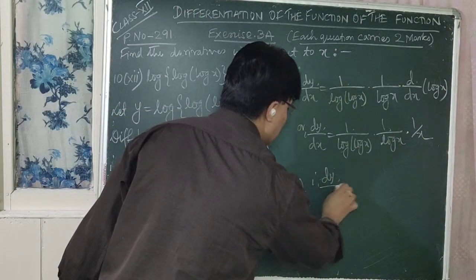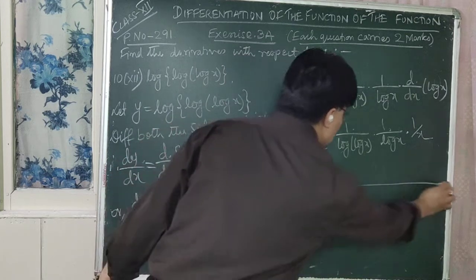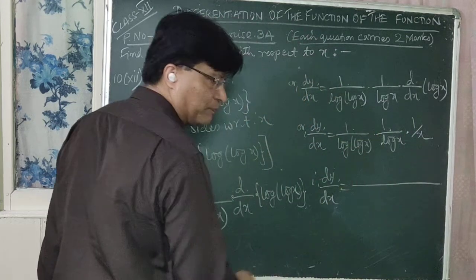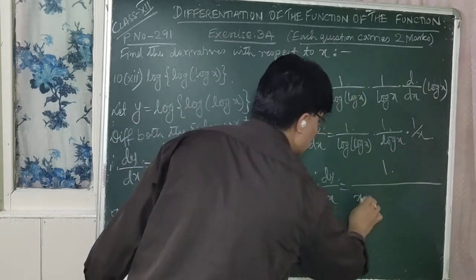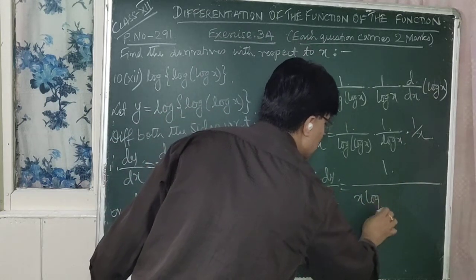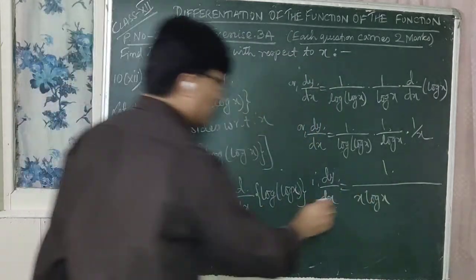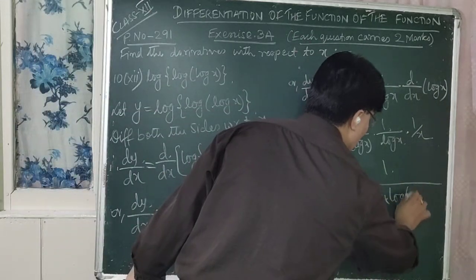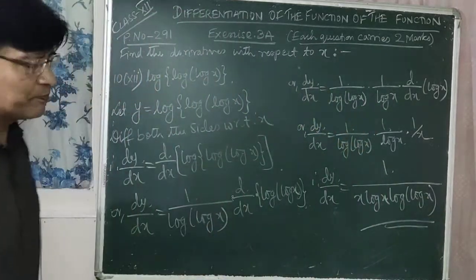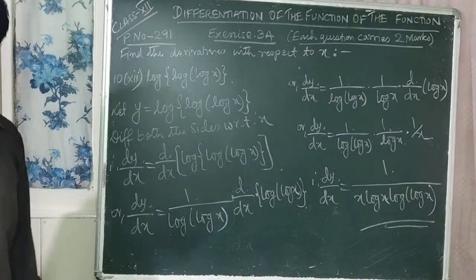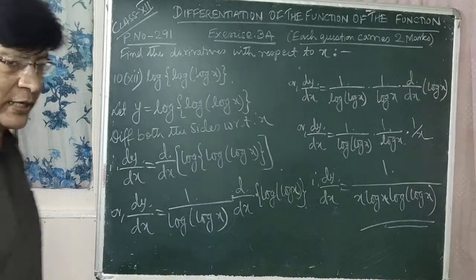So what is dy by dx here? It is equal to, in the numerator, 1 1s are 1, 1 1s are 1. So 1 divided by, first of all you write x, then write down log x, then write down log of log x. Is that clear now? So this is a very, very important question. So now we'll do the next one.